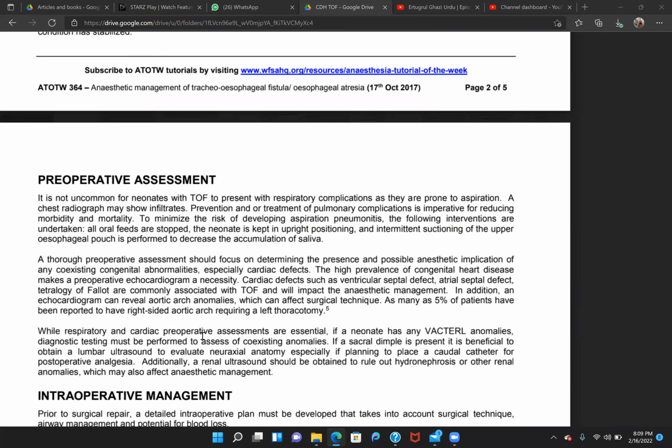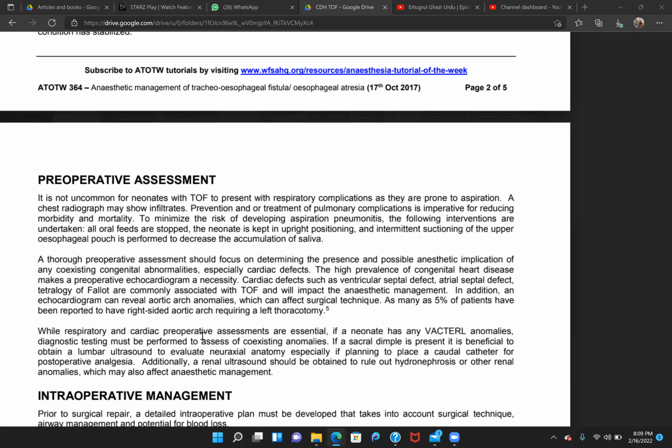Okay. So usually, to avoid aspiration, specifically in tracheoesophageal fistula, you will be putting an NG tube in the blind pouch and doing suctioning. And what sort of induction would you like to do in this patient? Would you like to do rapid sequence induction, or would you like to ventilate the patient? What should be your aim?